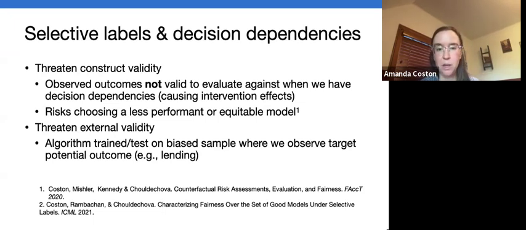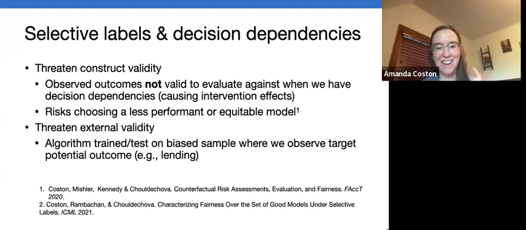And we can also connect this to the idea of external validity, because when people realize that these observed outcomes are a problem, oftentimes the first step of remediation is to just focus on the sample where we do observe the target potential outcomes. So this is really common, for instance, in consumer lending, where you're building an algorithm to predict whether somebody would repay a loan or not. And you only see whether somebody repays a loan if they actually got a loan. So what's common in that literature is you just ignore all the unlabeled data and build an algorithm and evaluate it on the sample for which you observe outcomes.